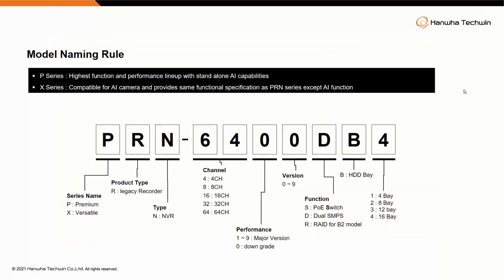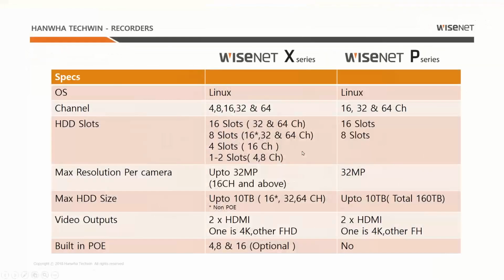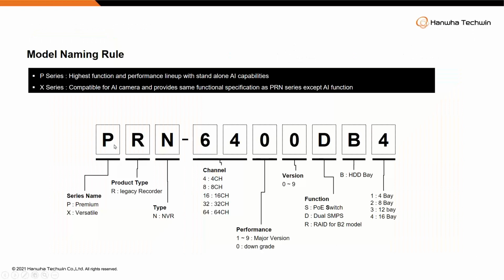Now let's do the comparison once again. P series refers to P series NVR, X refers to X series NVR, R is for recorder, N is for NVR. The first two digits are for channel, 4 means 4 channel, 32 means 32 channel. Then these two digits are mostly 00.